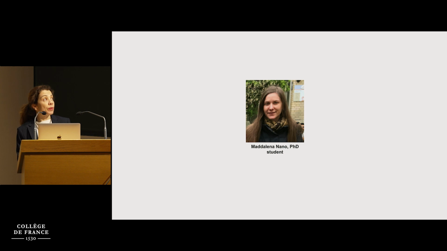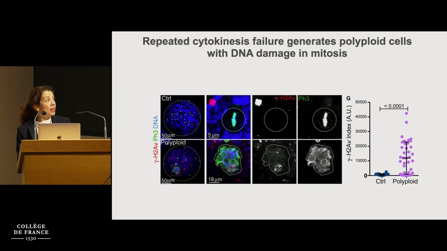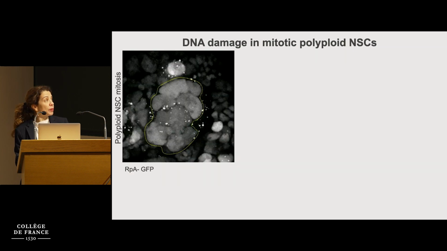Madalena Nano, the PhD student I was just mentioning, studied what happened to these cells as they fail cytokinesis many times, and she found a very strange phenotype where, by looking at gamma H2AV, the homologue of gamma H2AX, which labels double-strand breaks, in mitotic cells there were regions with high levels of gamma H2AX or V, but it was not distributed in the entire nucleus.